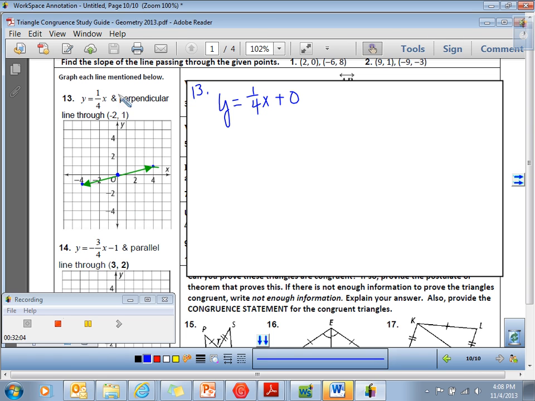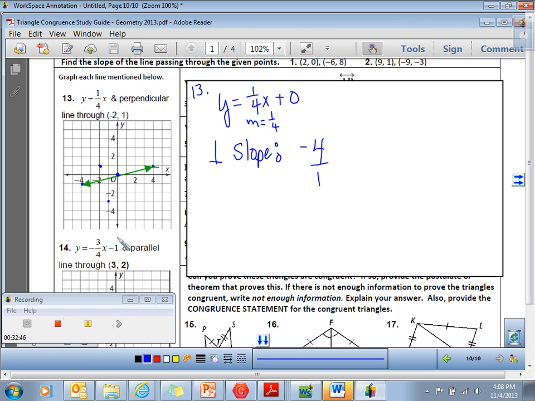Okay, and then it says a line perpendicular through -2, 1. Okay, so the perpendicular slope would be what? It would be -4. 1 over 4, the reciprocal is 4 over 1, and that's positive, so this will be negative, because that's the slope here. 1/4. So you flip it, and that's positive, so this becomes negative. The slope is -4 over 1, and it goes through the point -2, 1, right here, right? It goes through that point. So once you graph that point, then you just use the slope. You say, okay, -4, 1, 2, 3, 4 over 1.